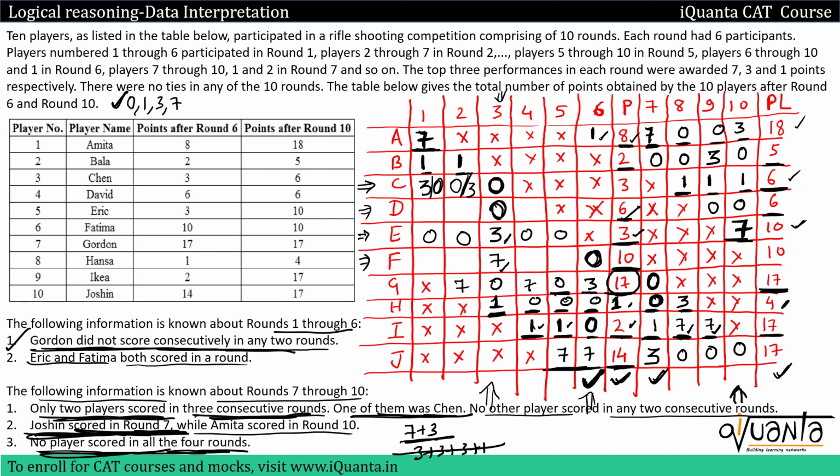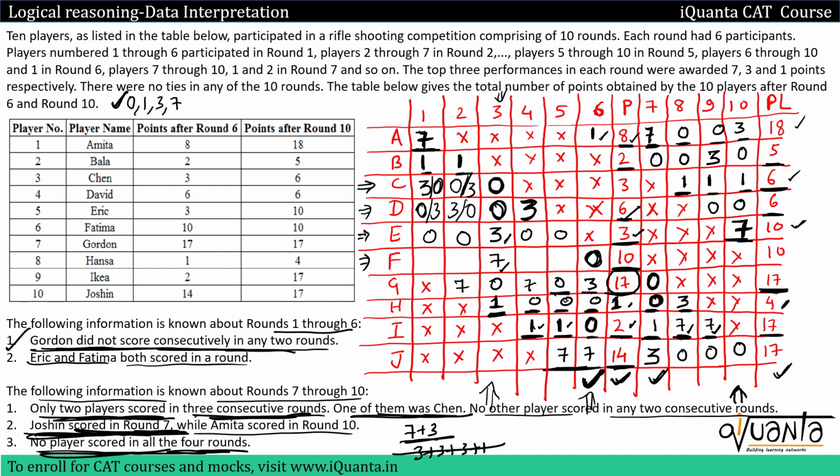So we can say that if C is scoring 3 in round 1, D will score 0 over here. If C is scoring 0 in round 1, D will score 3 over here. Similarly, if C scores 0 in round 2, D will score 3 over here. If C is scoring 3 in round 2, D will score 0 over here. Now D is scoring 3 in round 1 or 2, but the total of D has to be 6 till round 6. So we'll give him a 3 in round 4. This is fixed. I hope this is understood.